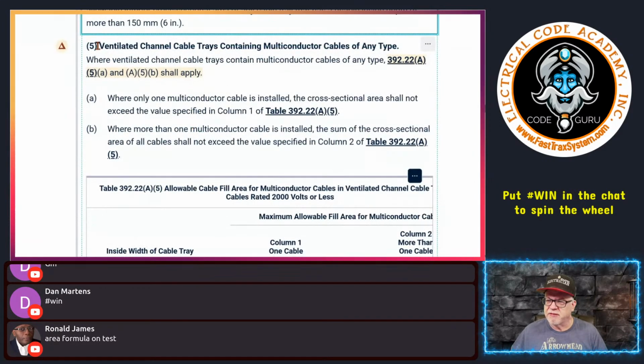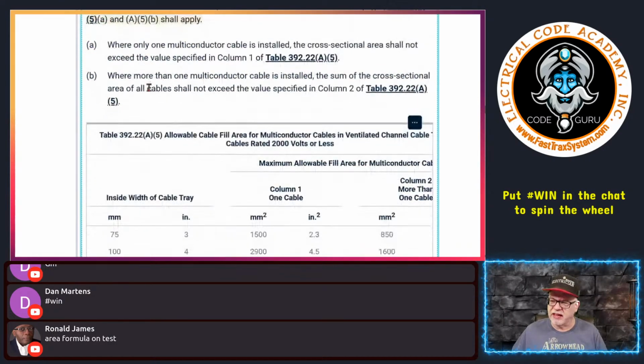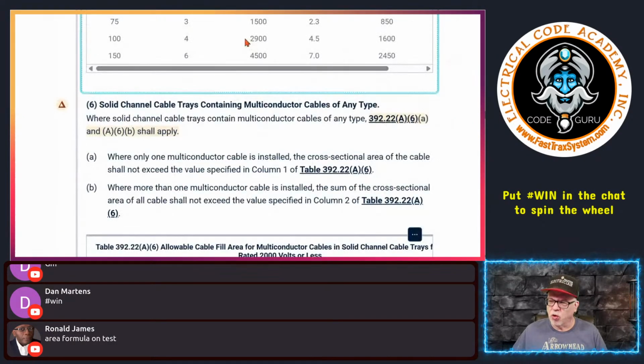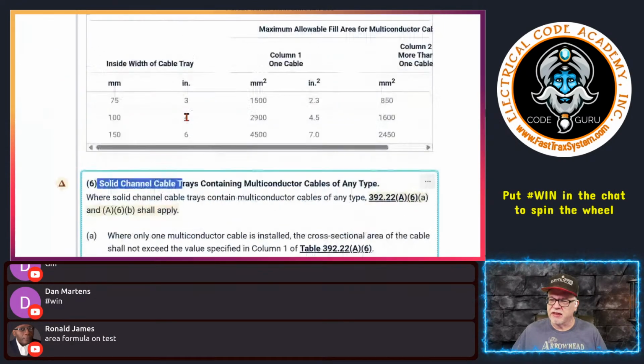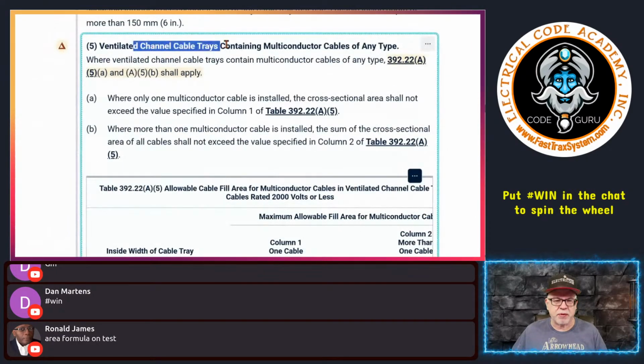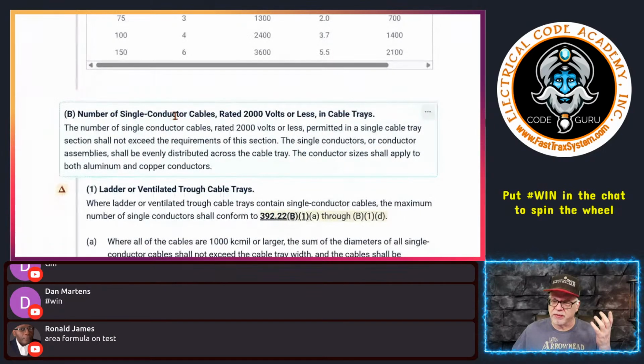Okay, here is a ventilated channel cable tray. This is a very specific type of cable tray. It is called a ventilated channel cable tray, and it has its own requirements. It has its own table, okay? And we're gonna go over those tomorrow, and we'll talk about those. Here is a solid channel. This one is a ventilated channel. We'll look at a picture of those tomorrow, and then we'll go over those, and we'll knock out those last two, okay?